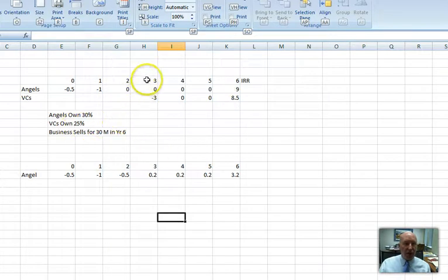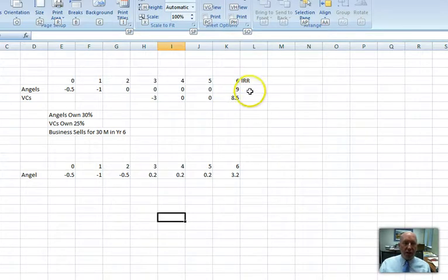Venture capitalists came in year 3. At the end of year 3, they made a $3 million investment to get 25% of the business. They held that for a couple of years, and then the business returned $8.5 million off of that $3 million investment. So there's the basic setup.